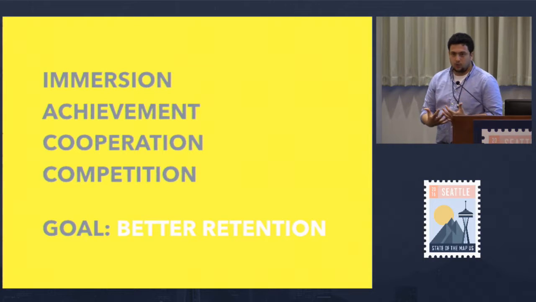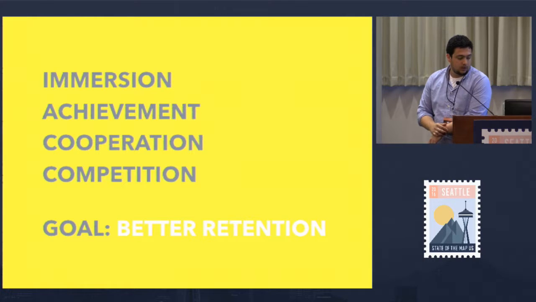So as a recap, we have these four types of motivation that we try to target with the new Missing Maps website, with these user profiles and leaderboards: immersion, achievement, cooperation, and competition to get better retention for these mappers.